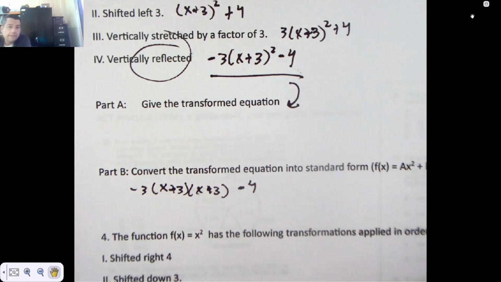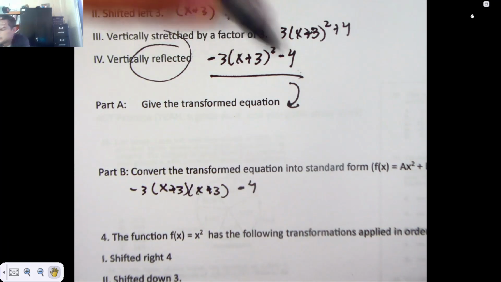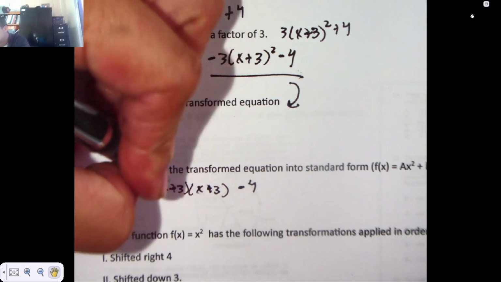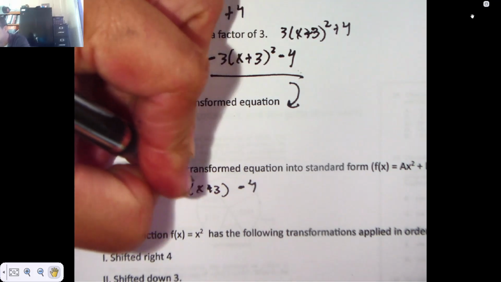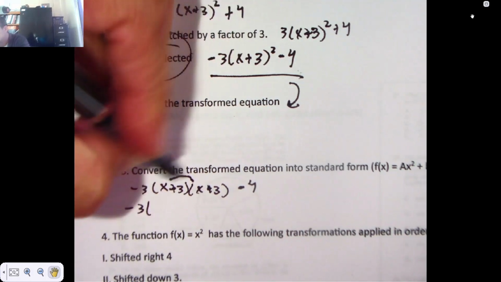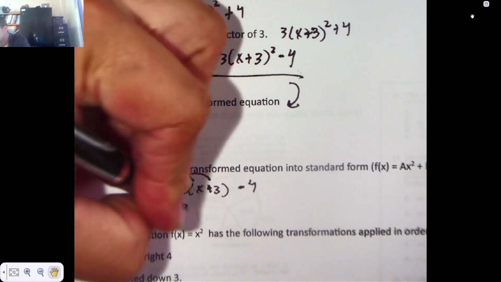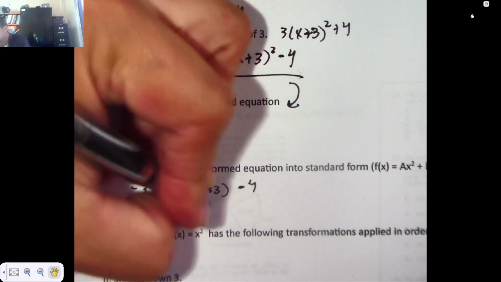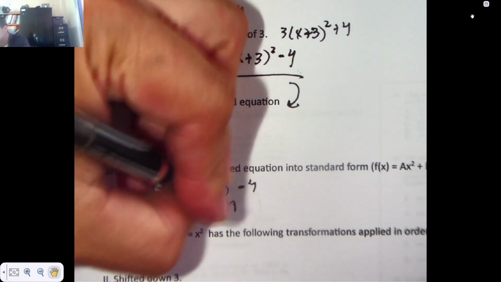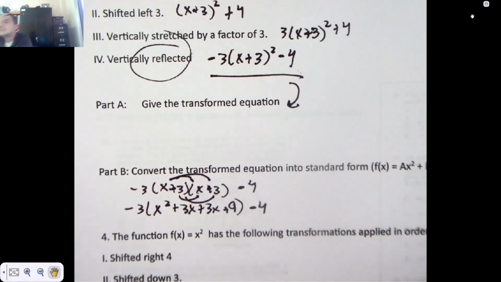So it looks like that. I write this quantity twice. And here I get to invoke the double distributive property. I'm going to leave this negative 3 here. X times x is x to the second, plus 3x, plus 3x, plus 9, and then all minus 4. The double distributive property is such a big deal.